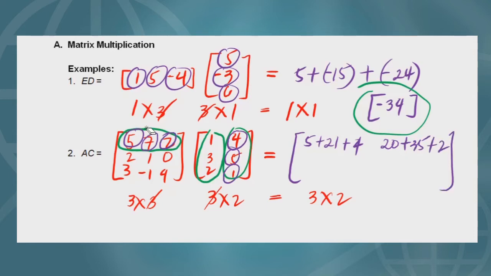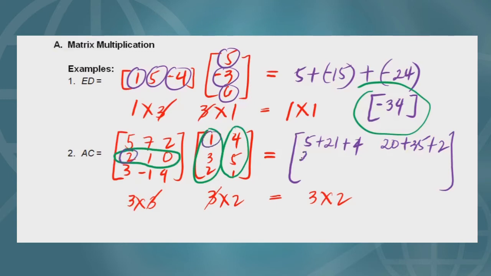When you're done, you need to proceed to the second row of the first matrix, distributing to each of the columns of the second matrix. So let's multiply. 2 times 1 is 2. Then 1 times 3 is 3. Then 0 times 2 is 0. Then 2 times 4 is 8, plus 1 times 5 is 5, plus 0 times 1 is 0.